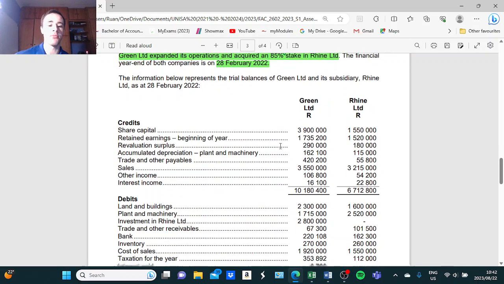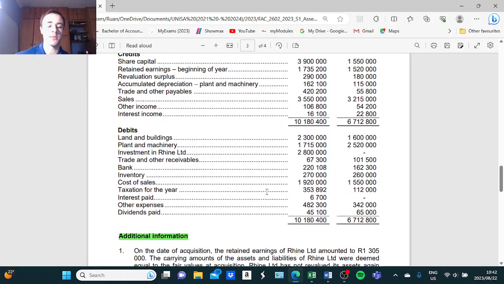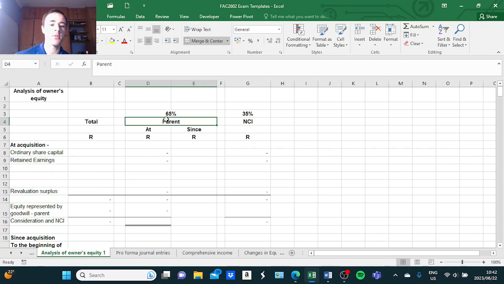Okay, that percentage has been provided because there is not enough information in the trial balances for you to calculate the percentage interest that the parent has in the subsidiary's equity. So what I'm trying to say is that if you go to your analysis of owner's equity, you do not have to calculate this percentage right here. It has been provided as 85%. And remember that the analysis of owner's equity is a very important calculation, and you will definitely use this as part of answering the multiple choice questions.